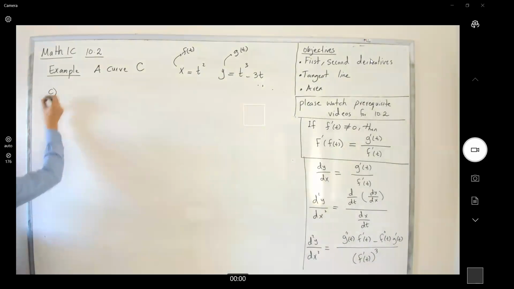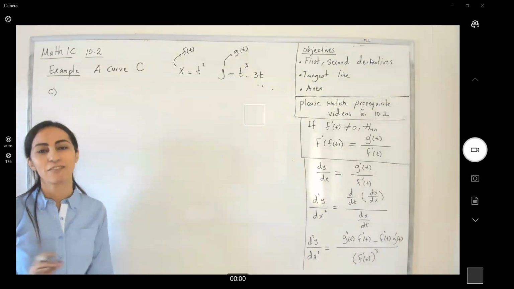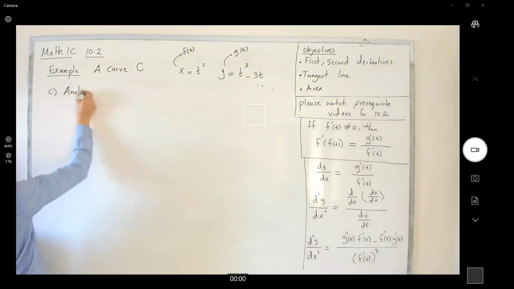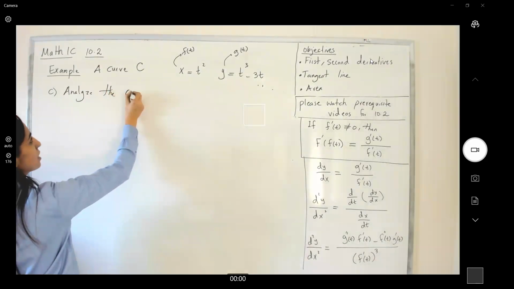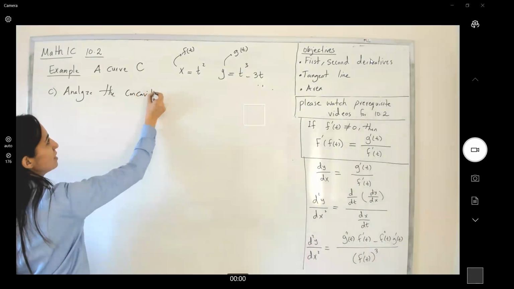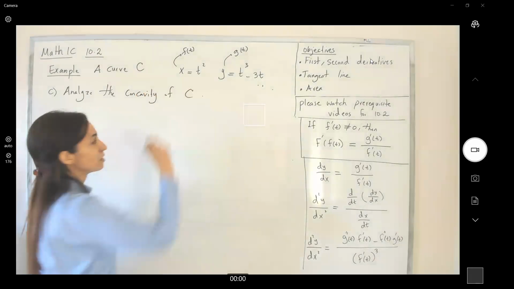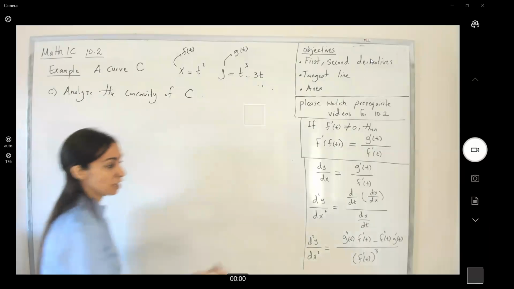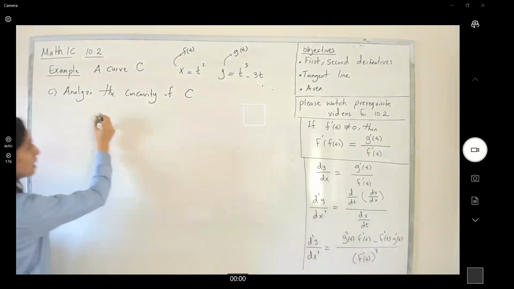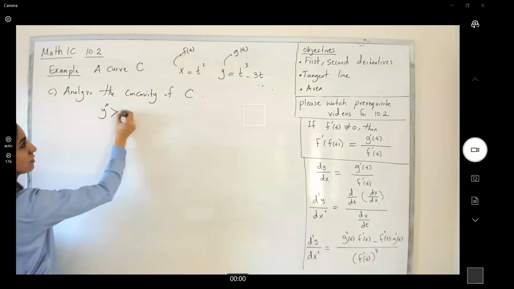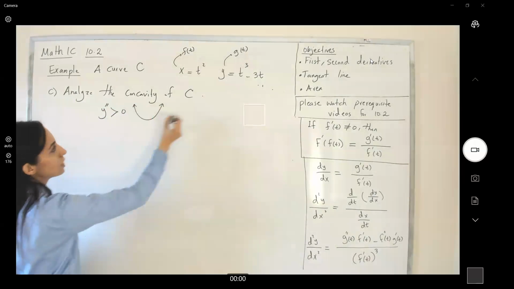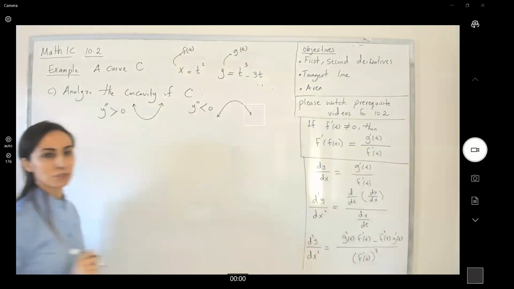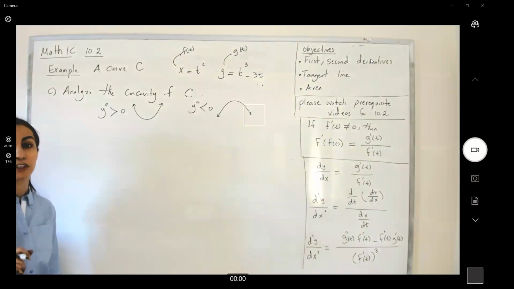So part C says, analyze the concavity of this curve. Concavity of C. So remember that when you're talking about concavity, we need the second derivative. If the second derivative is positive, the graph is concave up. If the second derivative is negative, the graph is concave down. So we need to work with the second derivative of this curve.